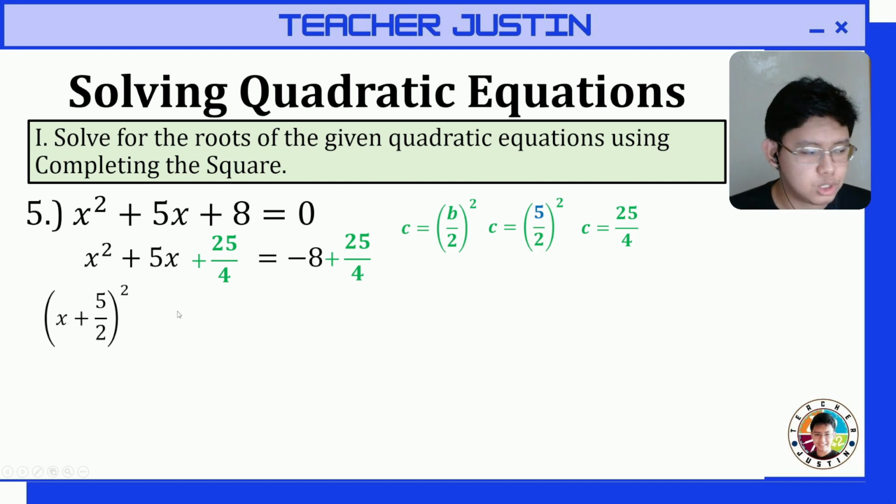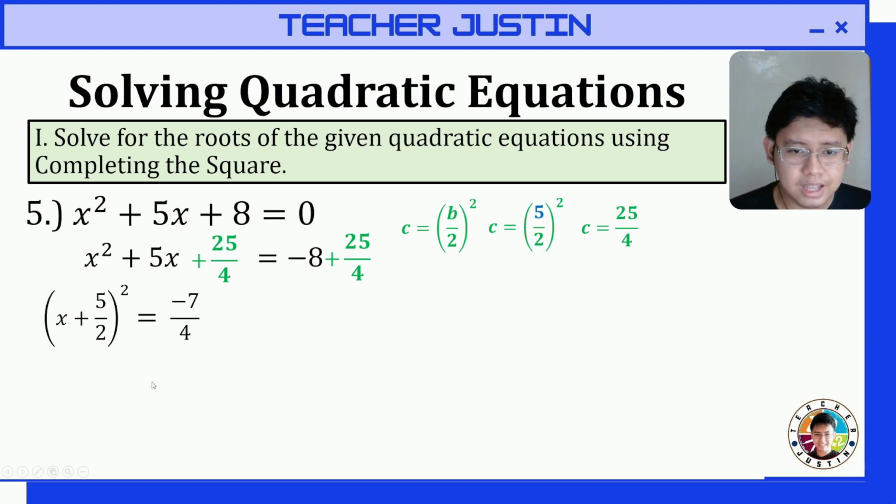It will be the square of x plus 5 over 2. Then, it is equal to, so we add negative 8 plus 25 over 4 using the butterfly method. That will give us negative 7 over 4. So, our equation will now be the square of x plus 5 over 2 is equal to negative 7 over 4. The next step will be solving the quadratic equation using extraction.